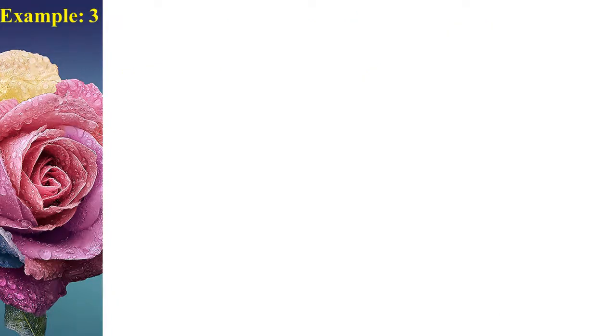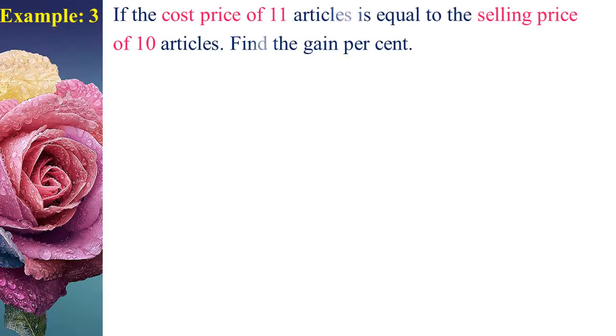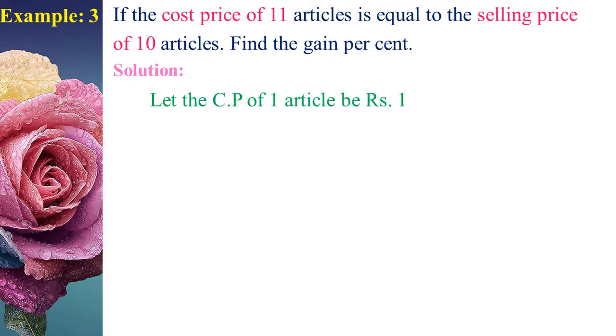Children, let's understand the profit percent in a better way by solving an example problem. If the cost price of 11 articles is equal to the selling price of 10 articles, find the gain percent. Solution. Let the cost price of one article be rupees 1. Then the cost price of 11 articles will be rupees 11.